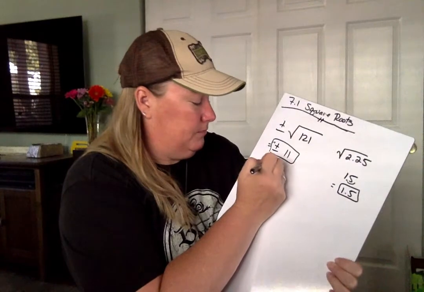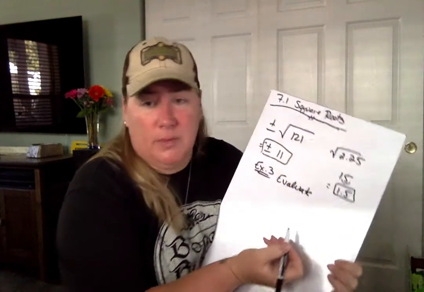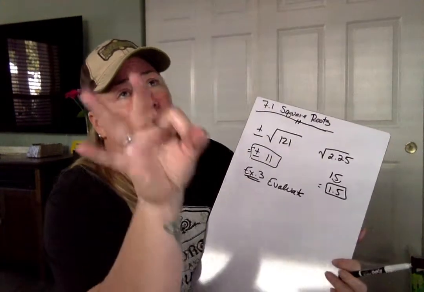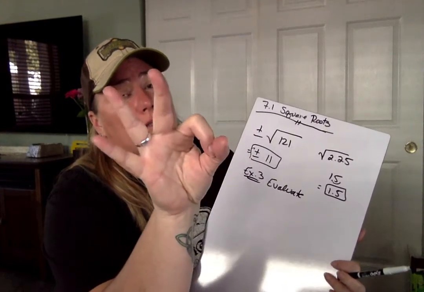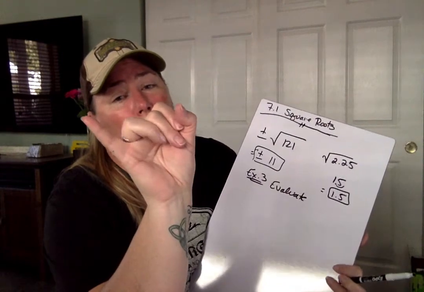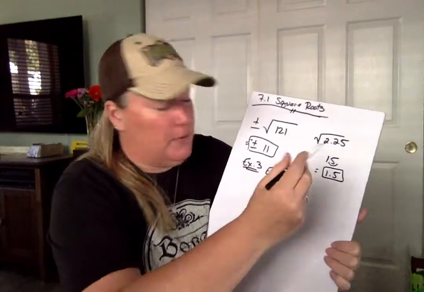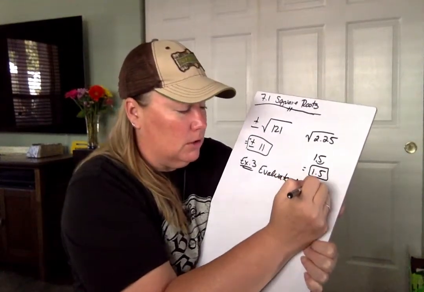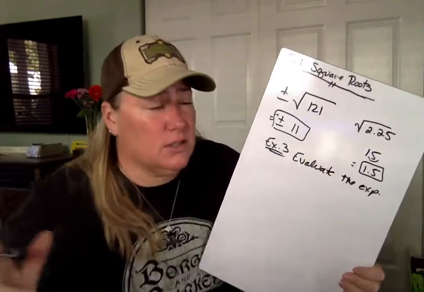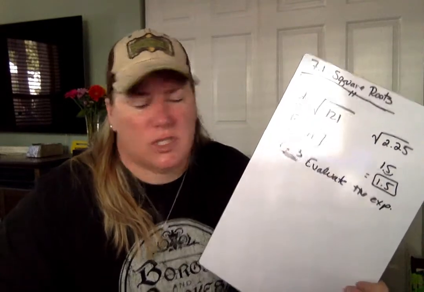So example 3, evaluate. We haven't seen this in a bit. Hopefully you remember what evaluate means. Three words: do the math. So evaluate, do the math, evaluate the expression. So basically, guys, these are just order of operations problems with square root expressions in them.